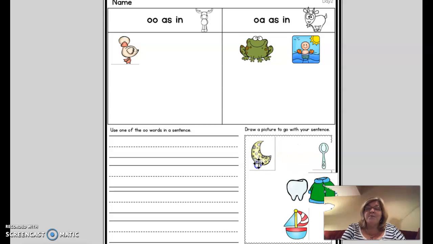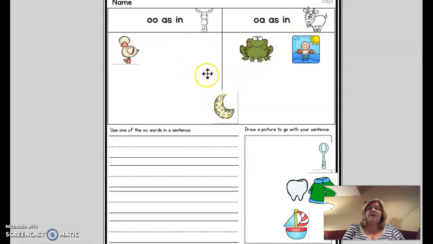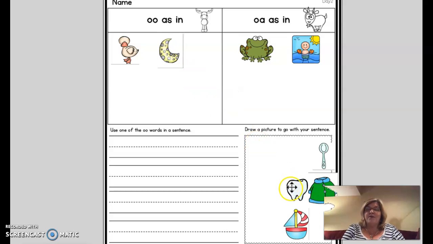Here is a moon. Oh, do you remember that from our poster? M-oon, moon, oat. M-oon, moose, goat. It is double O. Here we have a tooth. T-ooth. Do you hear ooh or oh? If you said ooh, you got it.